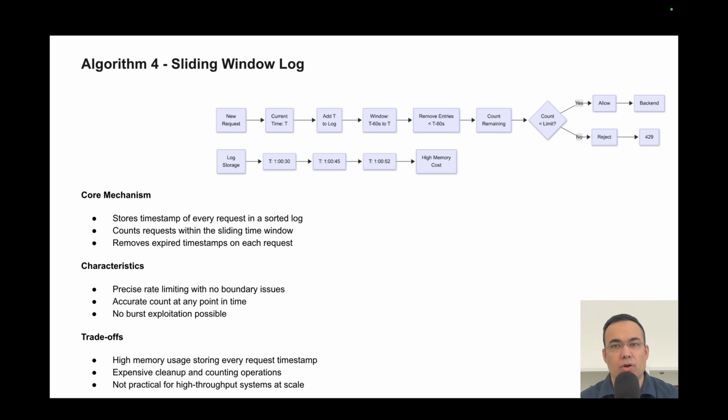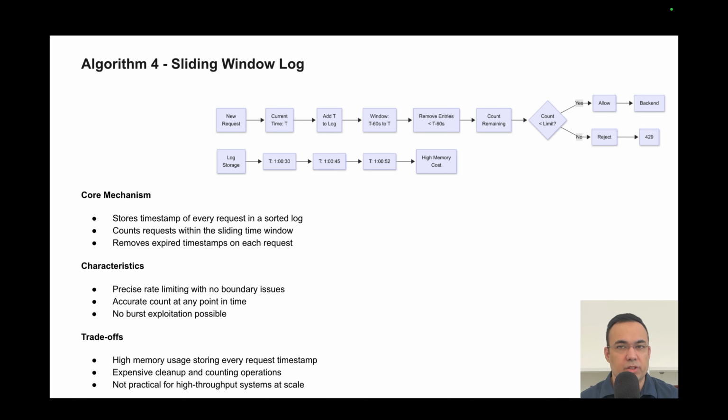The sliding window log has excellent accuracy characteristics. It provides precise rate limiting with no boundary issues. We get an accurate count at any point in time, and there is no burst exploitation possible because we are always looking at the exact window. However, the trade-offs are pretty severe.